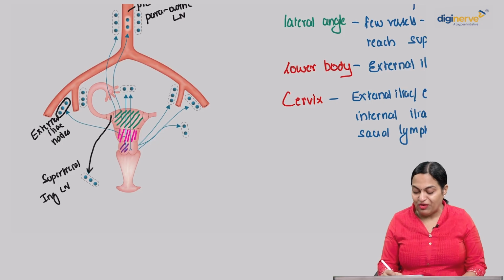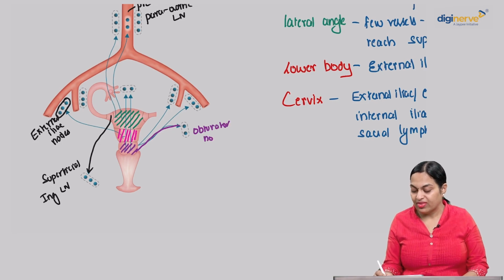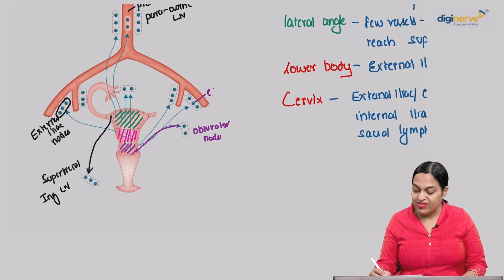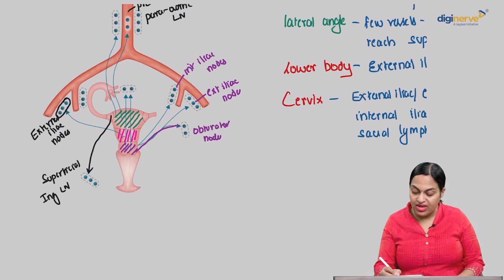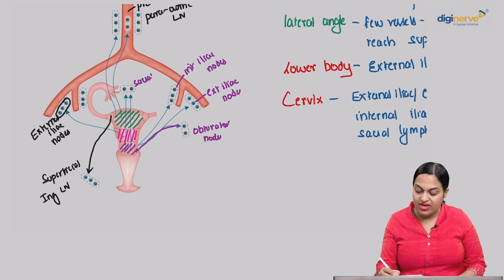The lymphatics from the cervix, right, they can reach the obturator nodes, the external iliac nodes, the internal iliac nodes, and some of them from the posterior aspect, they can reach the sacral nodes.